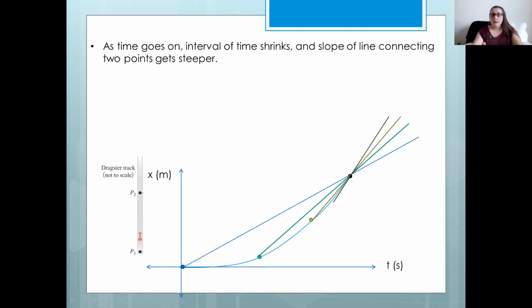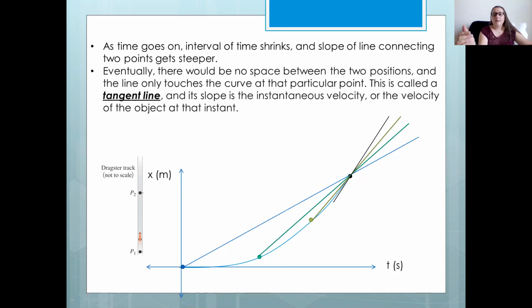But here, when we've narrowed it down to only 1 point of interest, that line is only touching the curve at that one location. And that's called a tangent line. If it's tangent to the curve, that means it's only touching the curve at that one particular point. So there's no space at all between these 2 points of interest, these 2 positions. And our line only touches the curve at that one point.